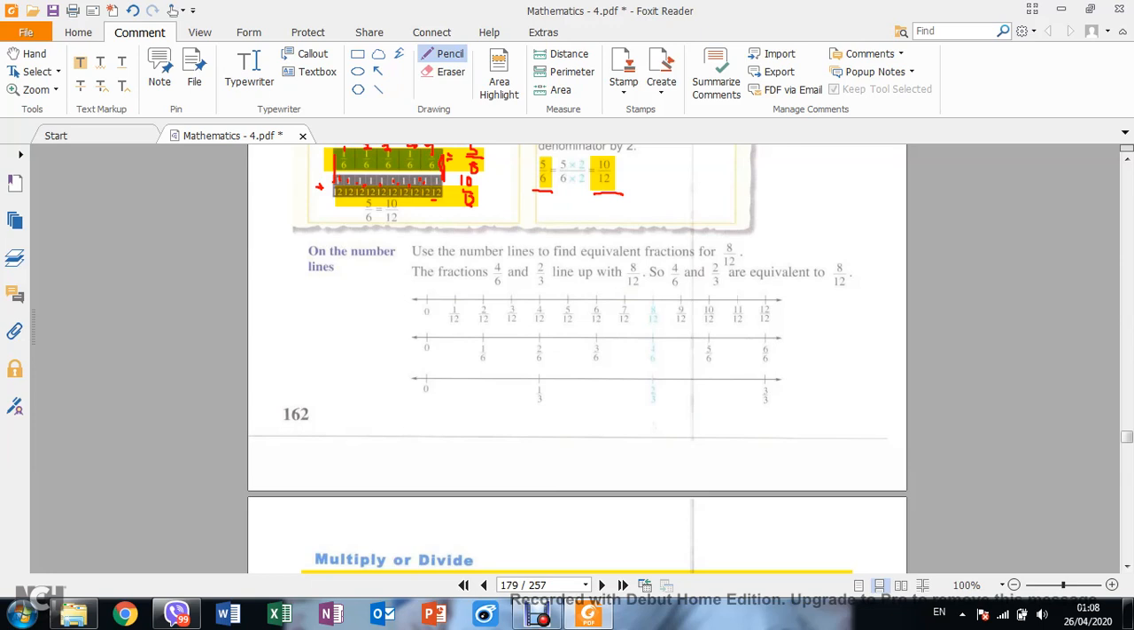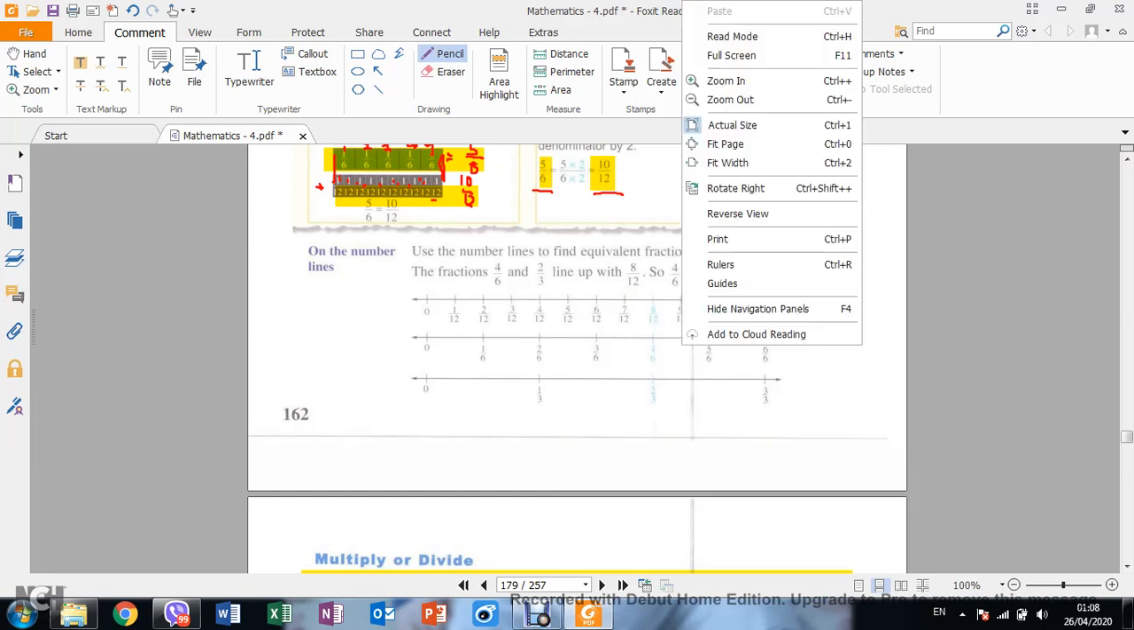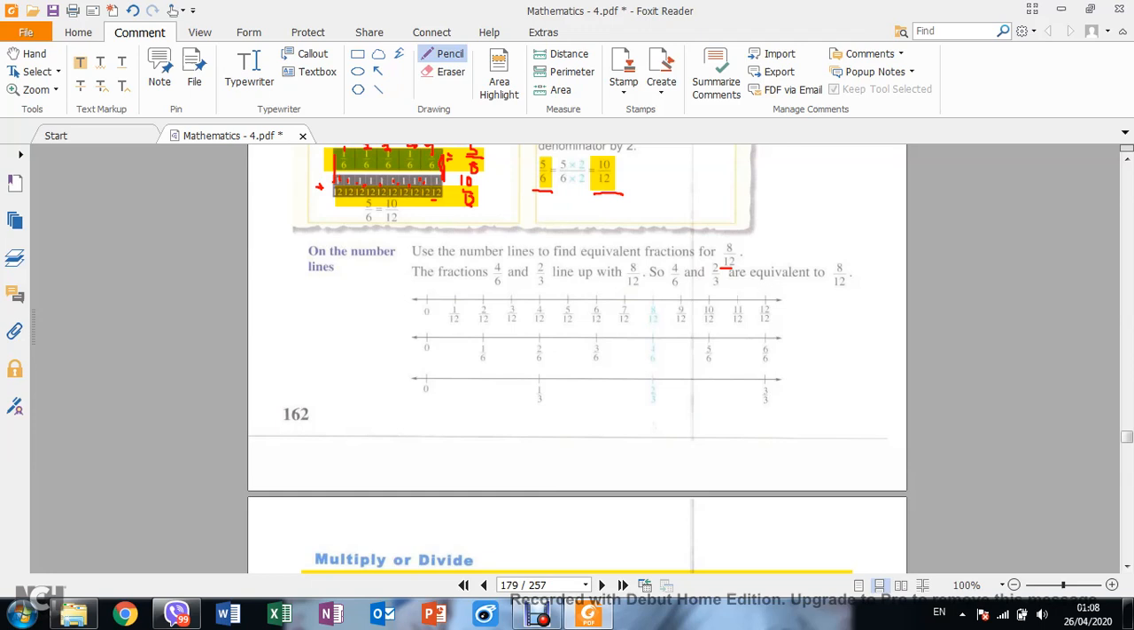Now we can use number lines. How? Use the number line to find an equivalent fraction for 8/12. Because I told you every fraction is smaller than a whole, I start from 0. I have 1/12, 2/12, 3/12, 4/12, 5/12, 6/12, 7/12, 8/12.